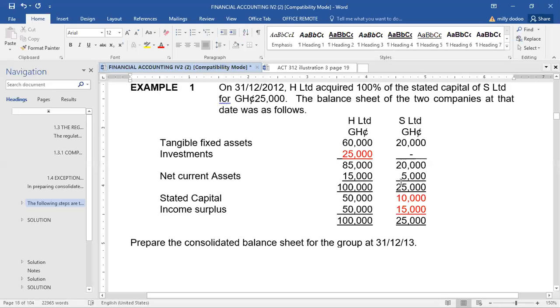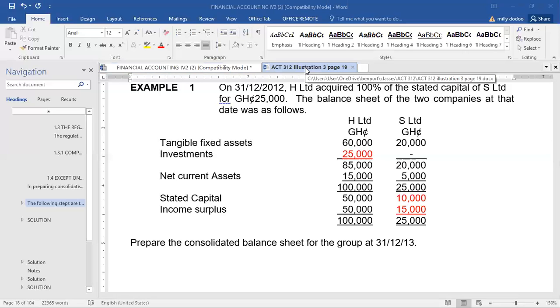Are you getting me? So at the end of the day, the investment on H's account is used to take care of the capital and surplus of S's account, which means that in an attempt to add these two balance sheets together, the investments will no more be there. The stated capital of S and then the surplus of S is not going to be there again. Are you getting the scenario? So let's look at the solution.